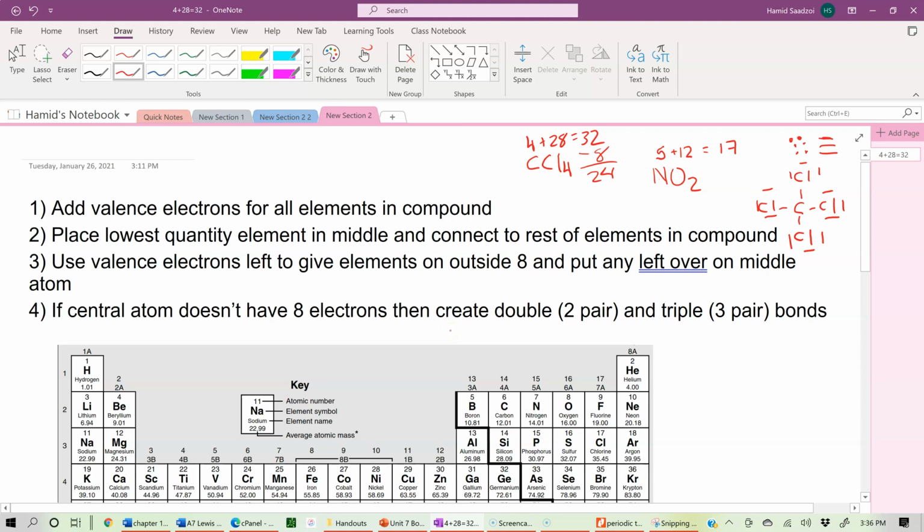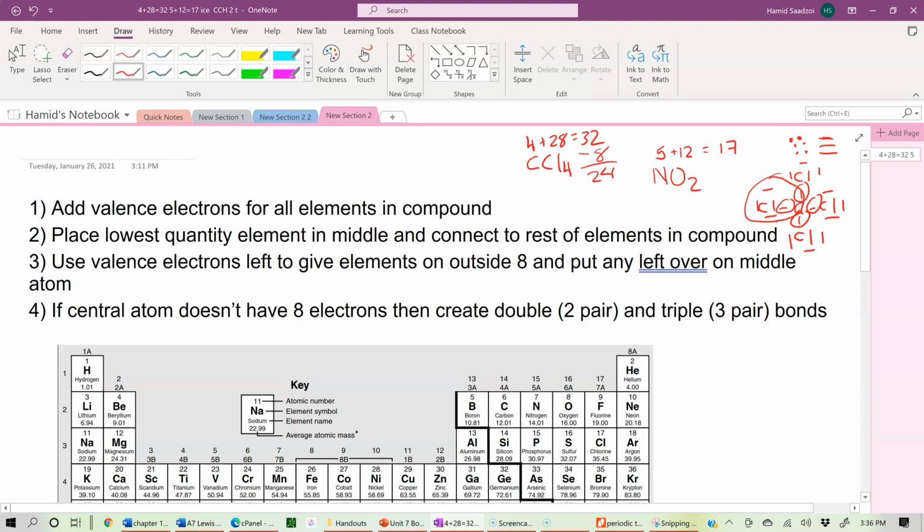I'll do a double or triple bond, which I don't need to in this situation. So in this situation, this is the complete Lewis dot diagram for it, showing that carbon has a total of 8. Remember, the way this works, this has 8 because there's 8 electrons around it. Each chlorine also has 8: 2, 4, 6, 8. Same reason, because it has that many electrons around it.